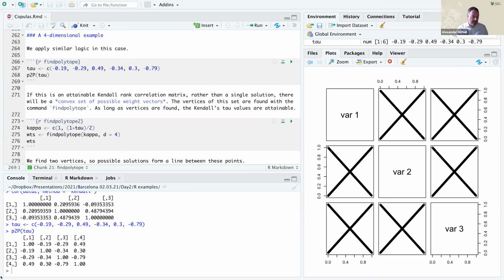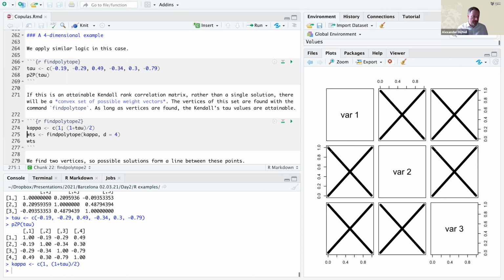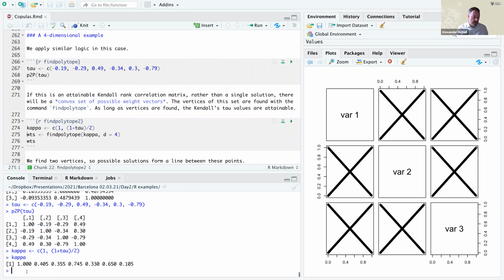And so the method is, to begin with, similar in that I construct a vector kappa. I call it the kappa, and that always has a 1 at the beginning, which is for the sum constraint. And then the remaining elements are the concordance probabilities coming from the Kendall correlations. So it's just 1 plus tau divided by 2. And it's a different function this time, because you'll see what happens when I run it.